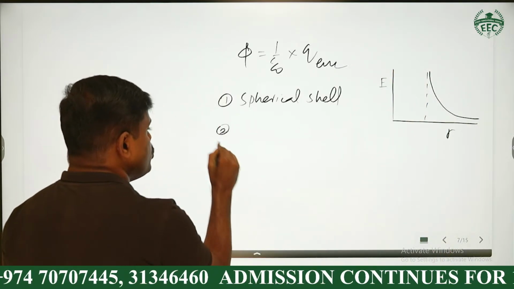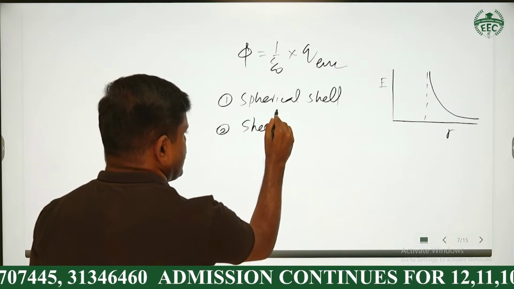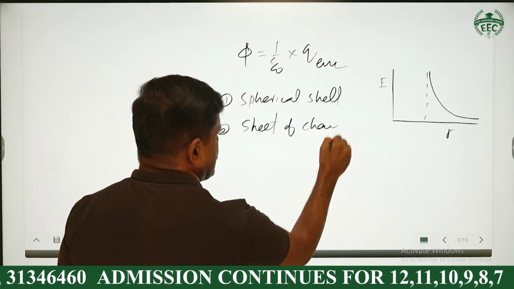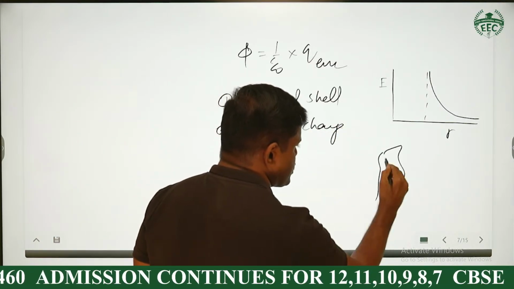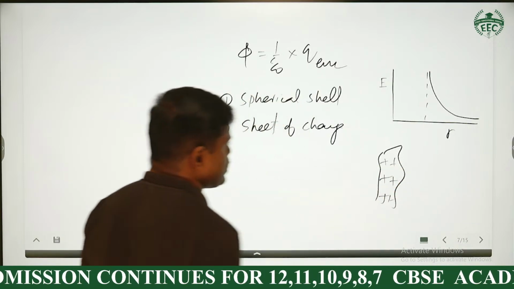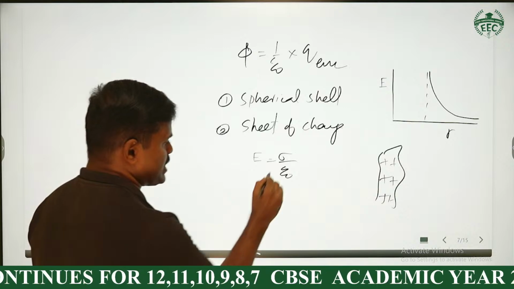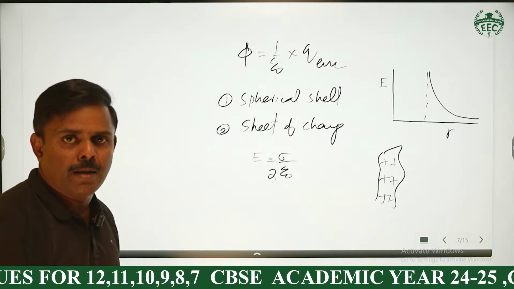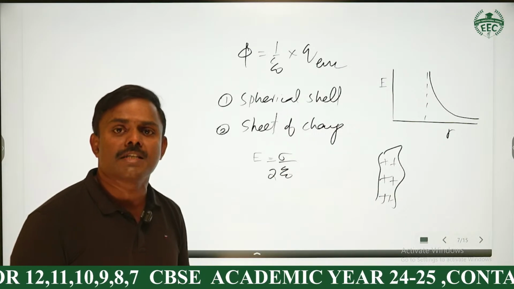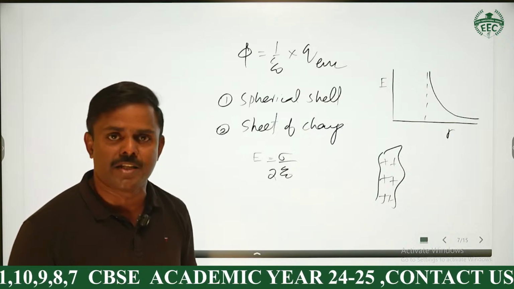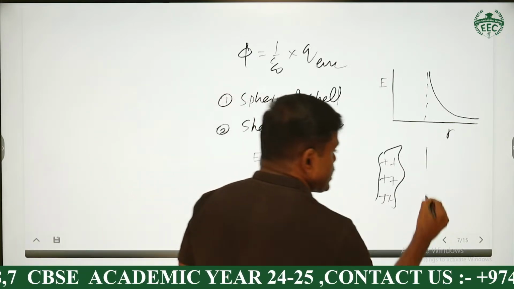Number 2 is due to an infinite sheet of charge. Due to a sheet of charge, the electric field is given by sigma by epsilon 0. Sorry, sigma by 2 epsilon 0. Sigma is called surface charge density. And what is the nature of the graph?